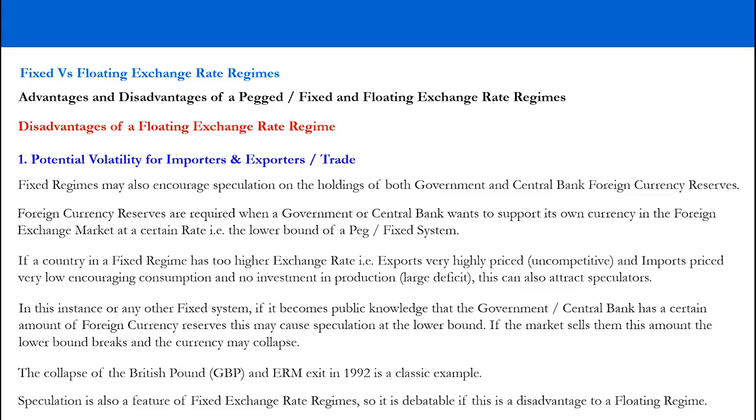One thing we touched on there when we looked at potential volatility for importers and exporters was the potential for volatility to encourage speculation. But there is an argument as well to say that fixed regimes can also encourage speculation, because they encourage, in particular, speculation of both government and central bank foreign currency reserves. So basically, when a government or central bank intervenes in a fixed system, in order for them to buy their own currency, they need foreign currency reserves.